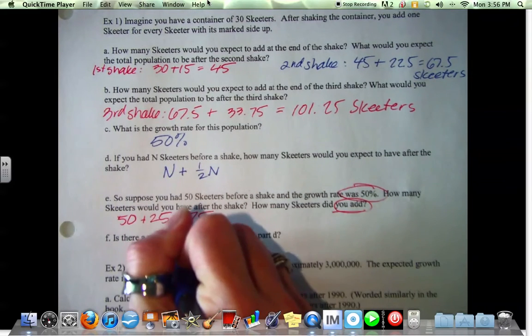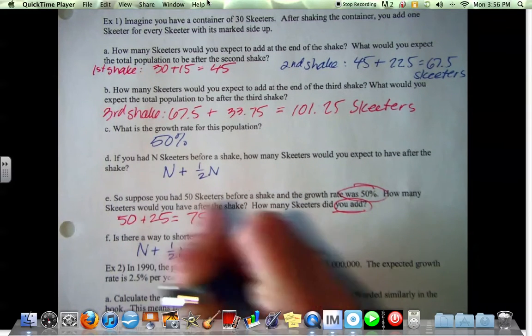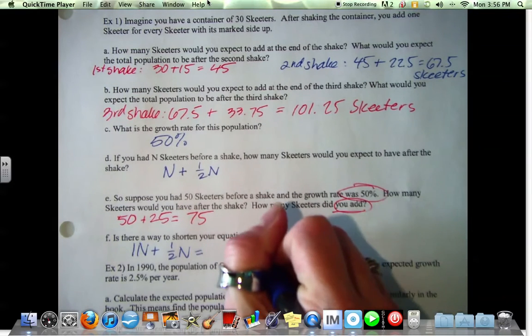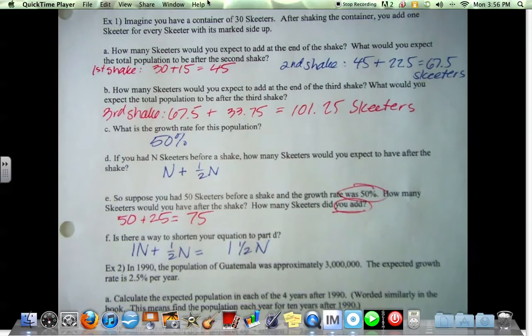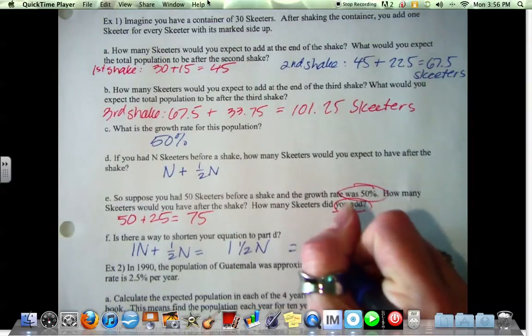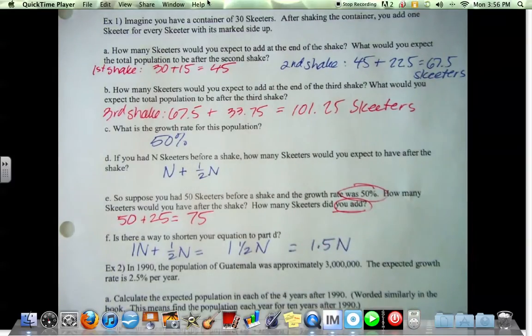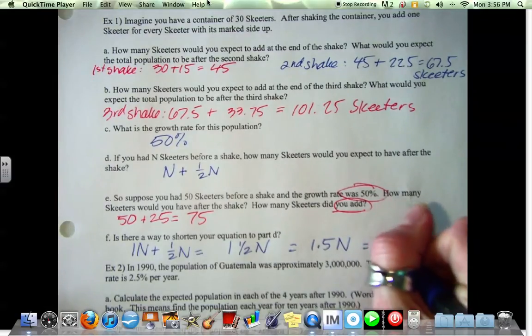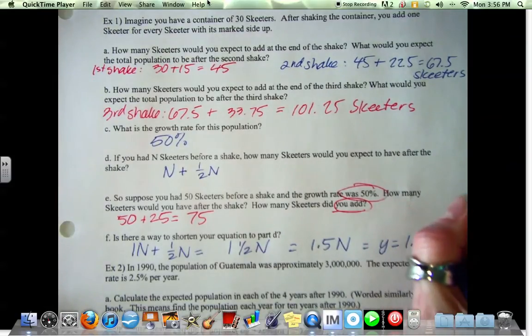n plus 0.5 n gives us, remember that's one whole, we have 1.5 n. So if we were to rewrite it as one of our equations, y equals 1.5 to the x.